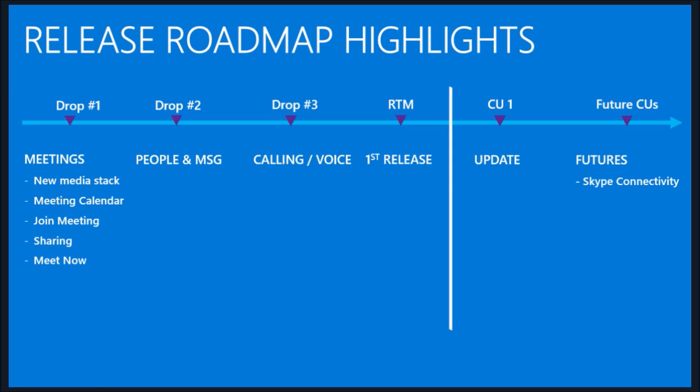So let's show them a little bit about what that means, because we said we're going to drop meetings, then we're going to do people and messaging, and we're going to do calling and voice. But does that mean that I've now got three clients when I get those three drops? Excellent question. So on the day of preview, the first thing you're going to get, and sorry, we use advanced graphics here, and in this case, it's a Lego block. What we're showing here is the meetings drop, and inside this will be the meetings.